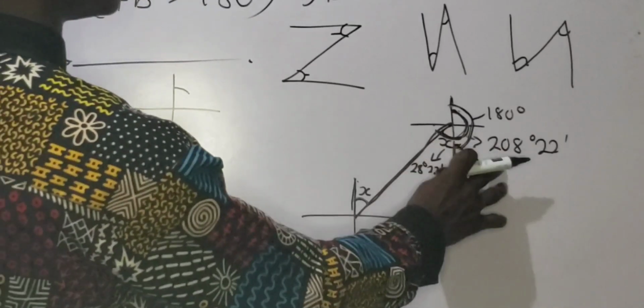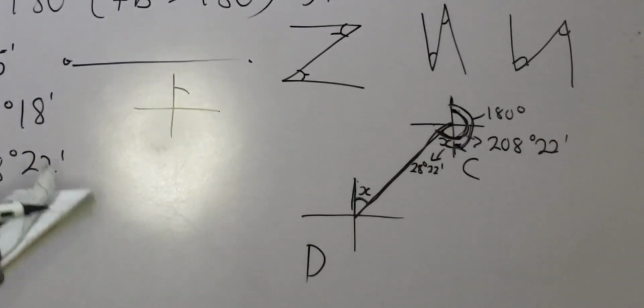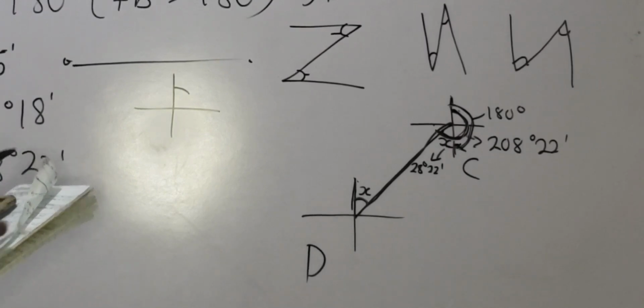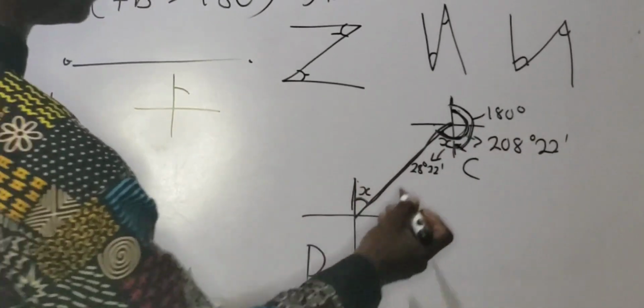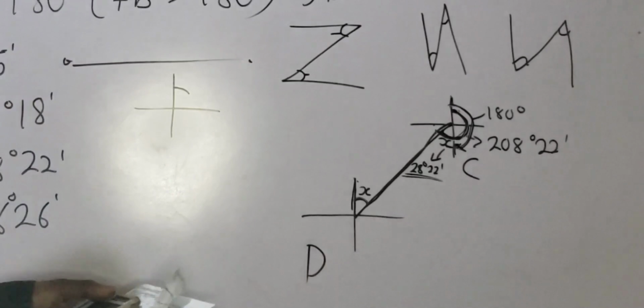That is 208 degrees minus... 208 degrees 22 minutes minus 180. That is how I got the value of x, which is this small angle, as 28 degrees 22 minutes.